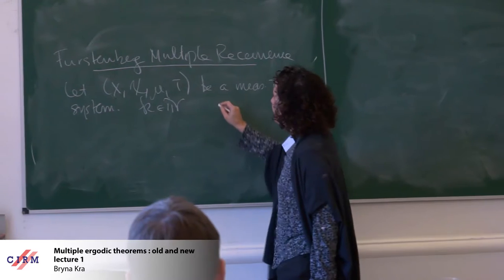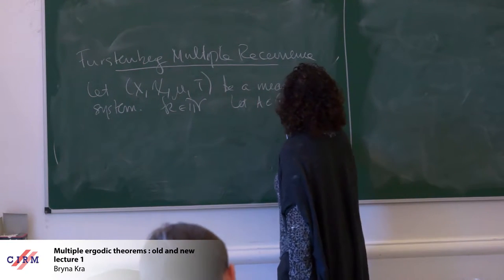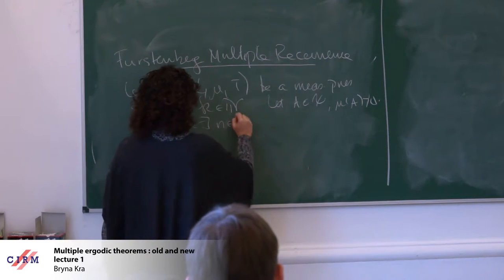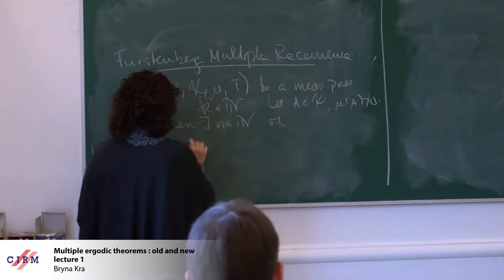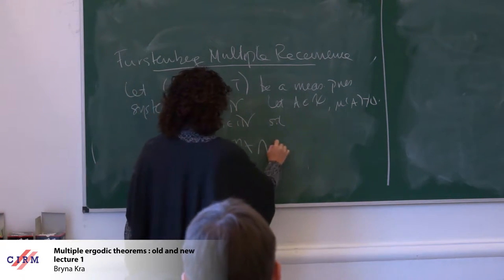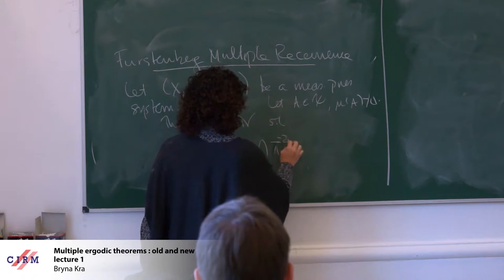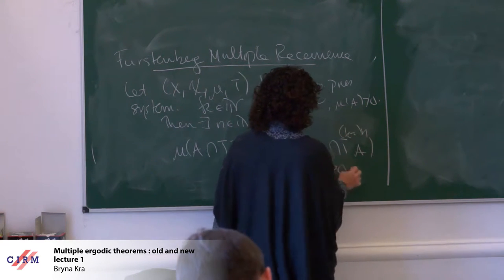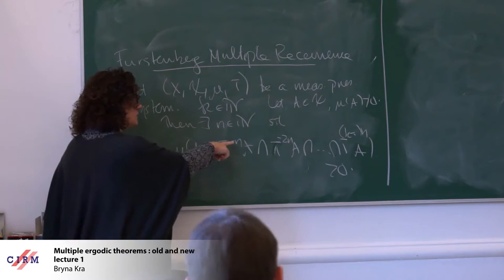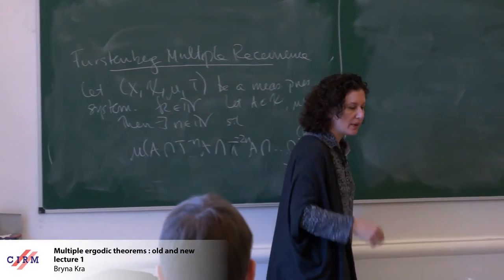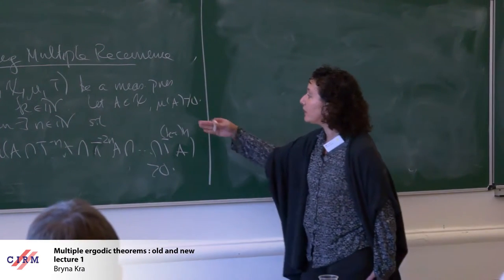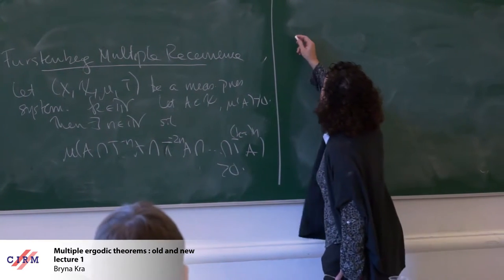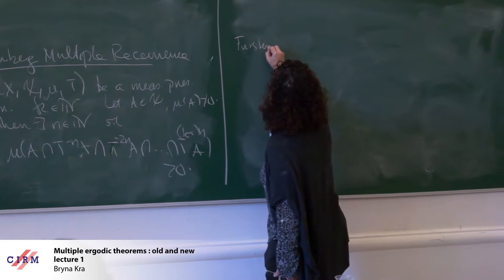So for any k, any measurable set A of positive measure, there exists a positive natural number n such that the measure of A intersect T to the minus n A intersect T to the minus 2n A, up to T to the minus (k-1)n A, which makes it an arithmetic progression of length k, is bigger than 0. So the exponents n, 2n, 3n, up to kn, is the arithmetic progression that corresponds to Szemerédi's theorem. Okay? So then let me just state the Furstenberg correspondence principle.